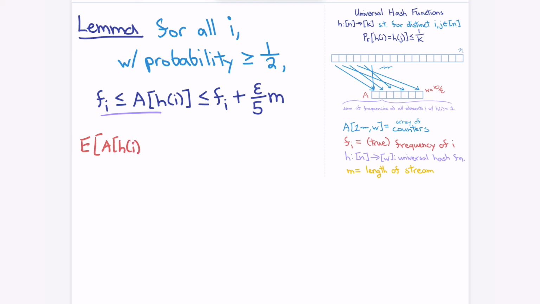Okay. So first I'll just plug things in. We're going to be summing over all the indices k where h of k is equal to h of i. So these are everything that collided, including itself, of f of k. I'm just plugging in the definition of the algorithm. Okay, what next?